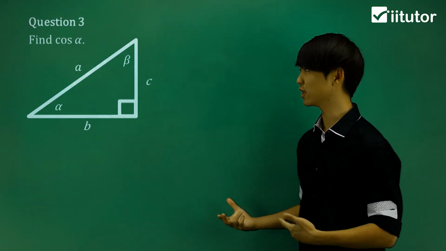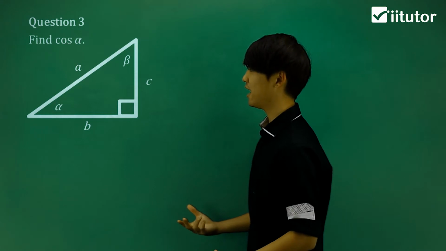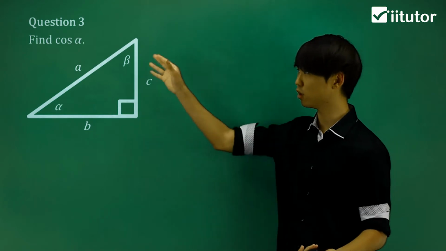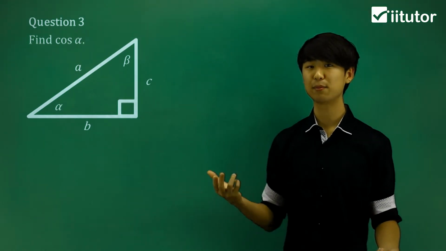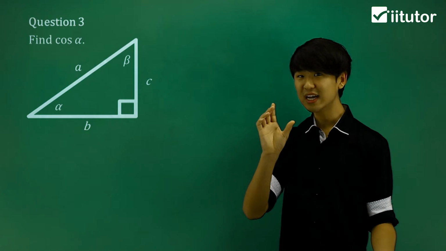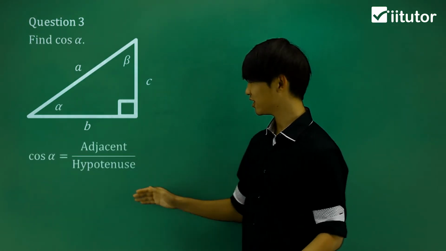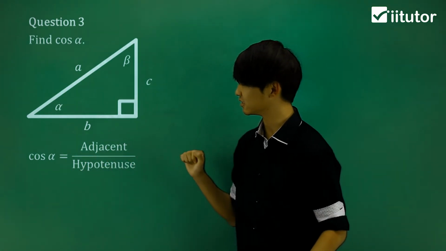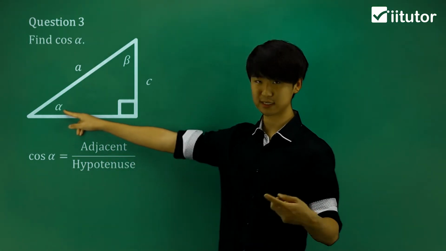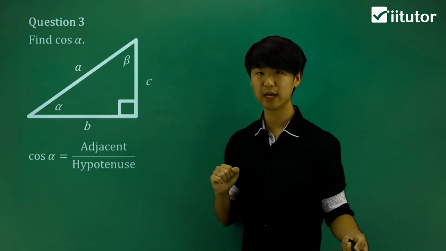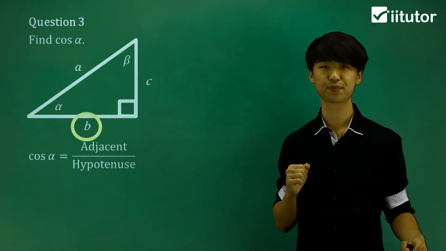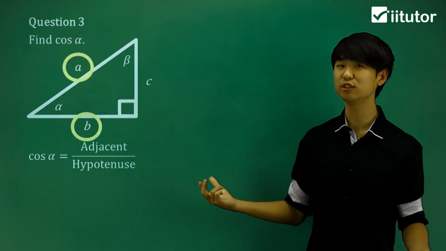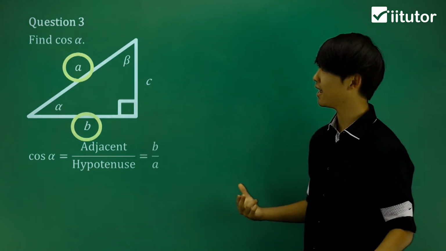Now question 3, we're going to have to find cos alpha. So here's alpha. What sort of ratio was cosine, or cos alpha? We can memorize it again from SOH CAH TOA, which was CAH. So cos equals adjacent over hypotenuse. Now, adjacent to this angle alpha is the one right next to it, which is B. The hypotenuse, again, is always going to be the longer side, which is A. So cos alpha is B divided by A.